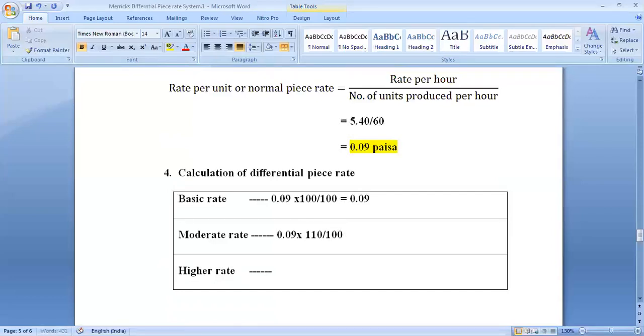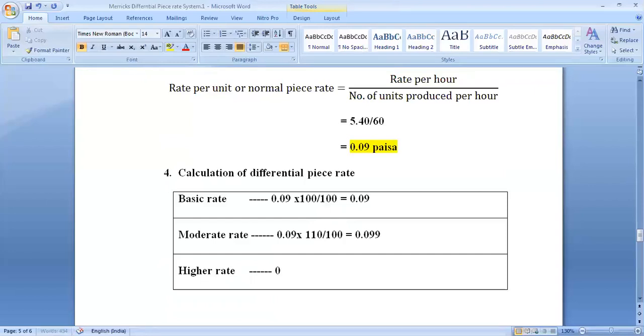Next, for normal piece rate, we have to calculate the moderate rate, that is 110%, to give it to the moderate person who falls under the production efficiency of 83% to 100%, who comes under the moderate slab. Okay, this will become 0.099.